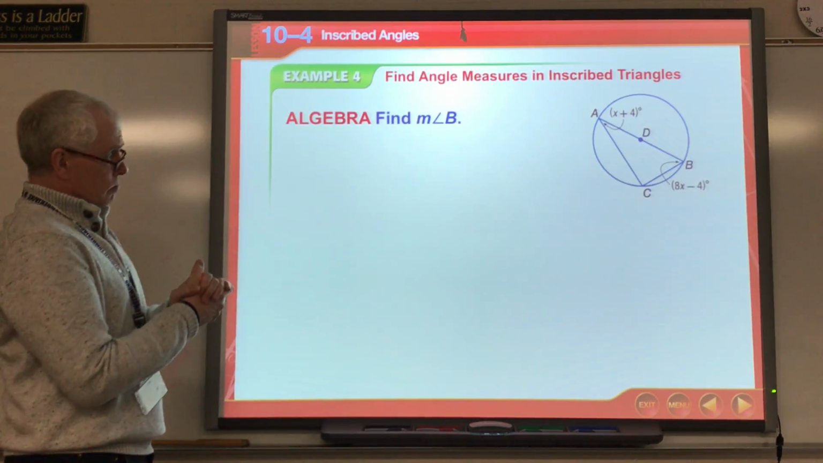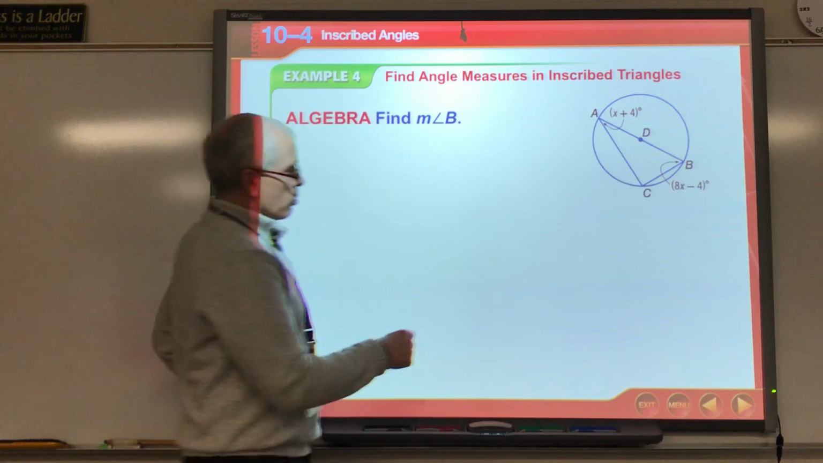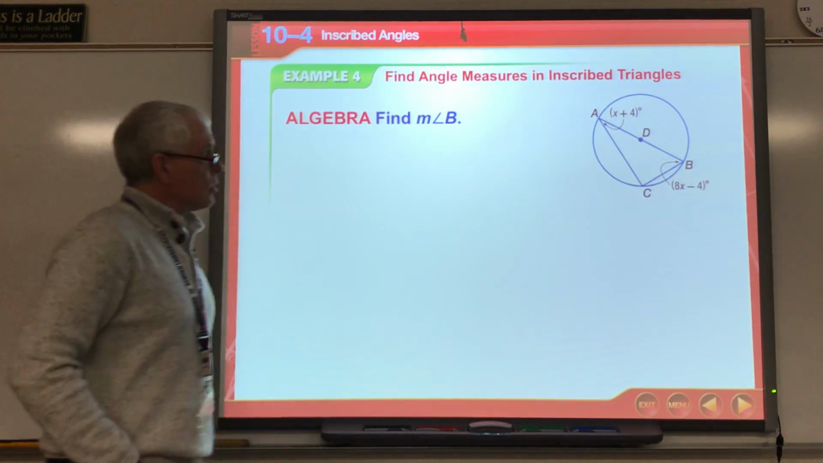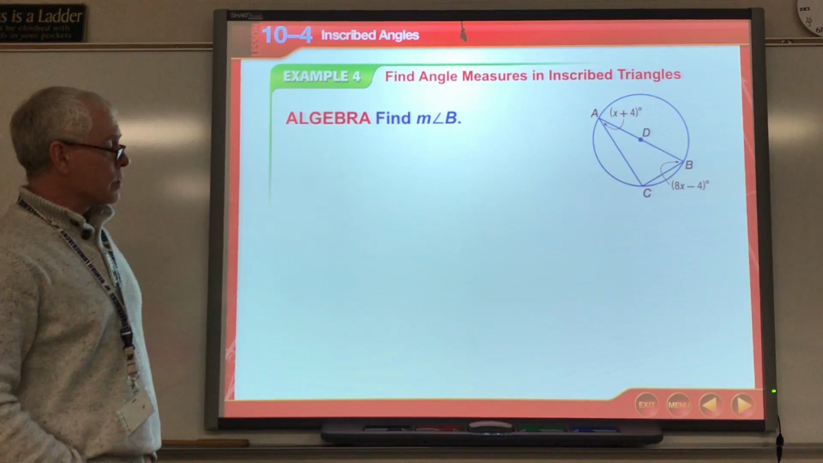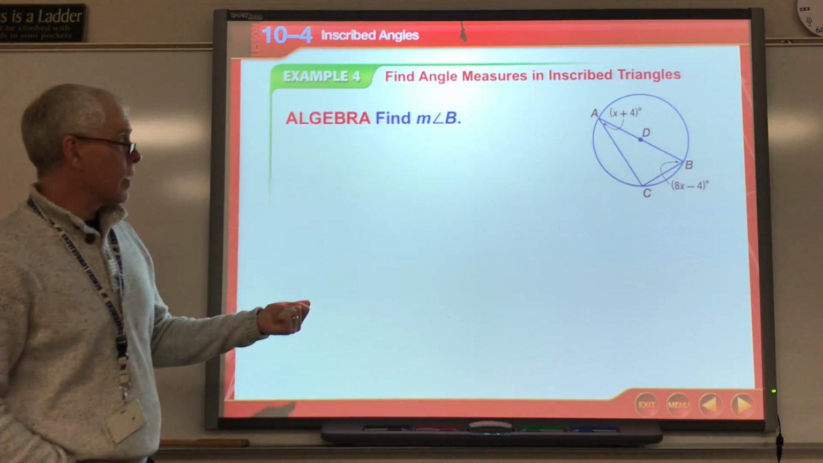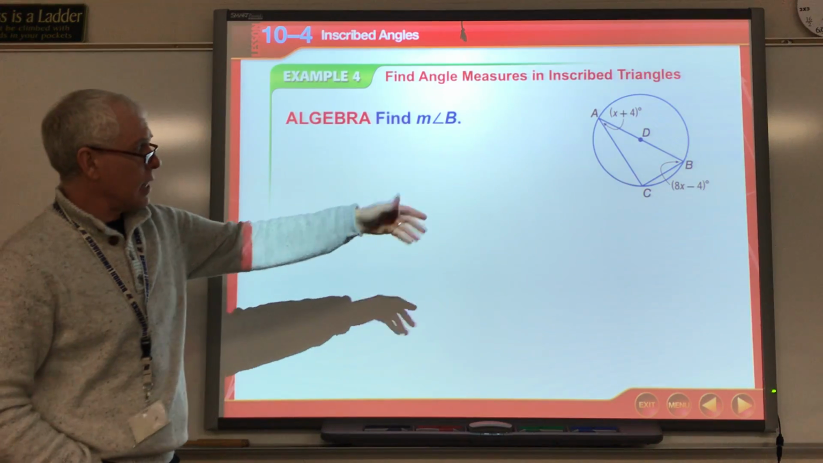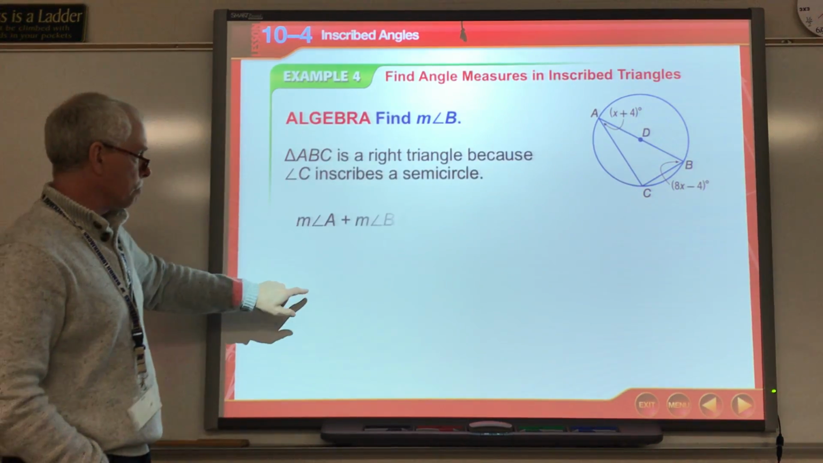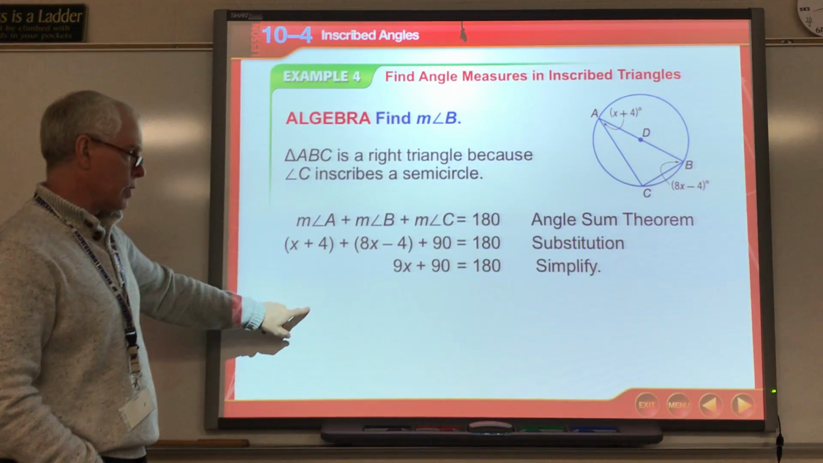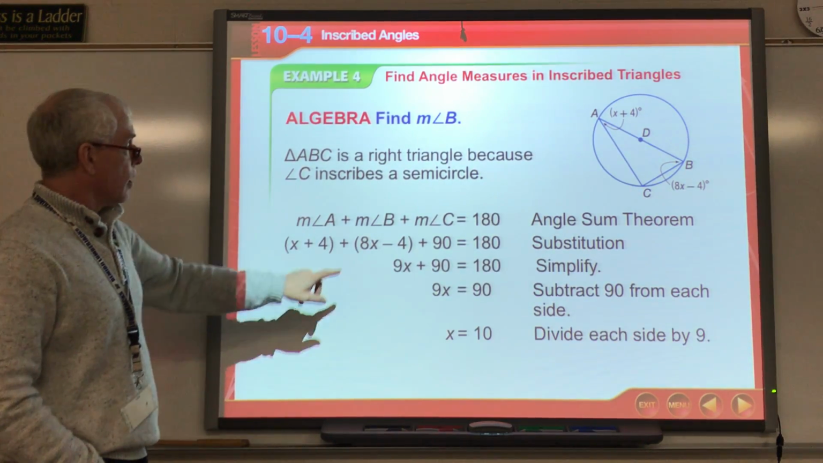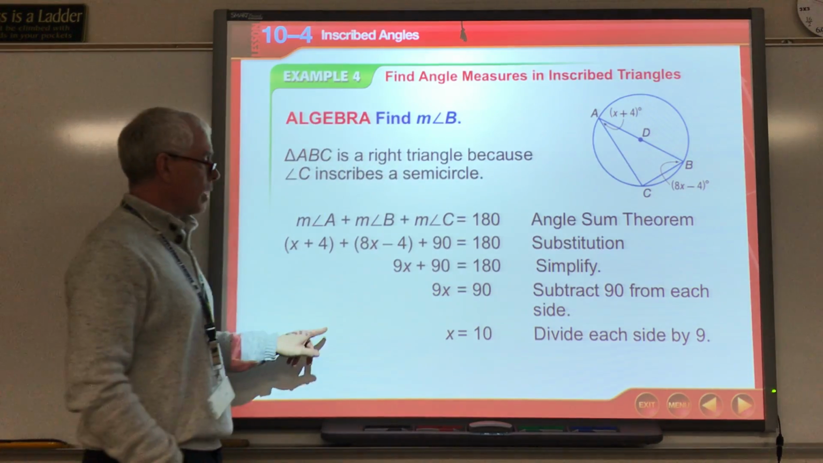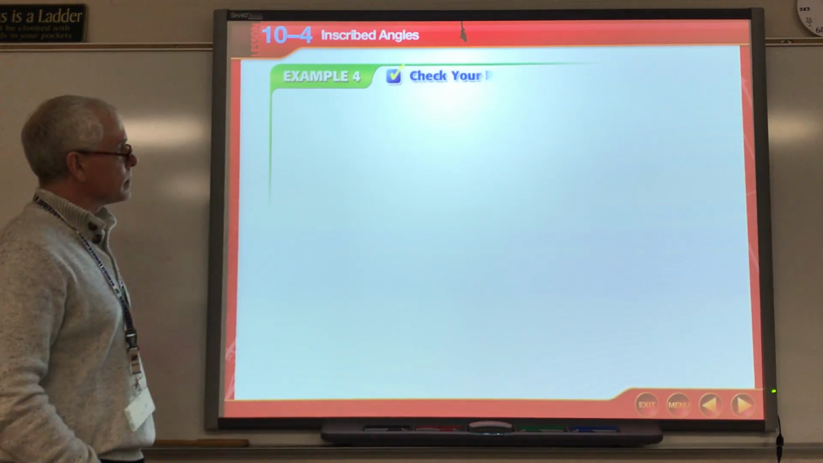So if we want to find the measure of angle B, C is inscribed and it intercepts a semicircle again. So I know that C is 90. All three of those angles have to add up to 180 because it's a triangle. So x plus 4 plus 8x minus 4 plus 90 equals 180. Then I'm able to solve for x pretty easily. I'm looking for angle B, so I'm going to put that back into there. 8 times 10 minus 4 gives me 76.